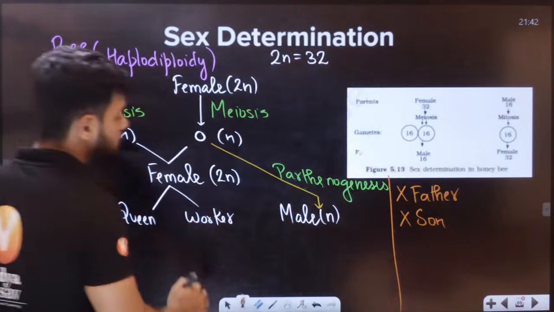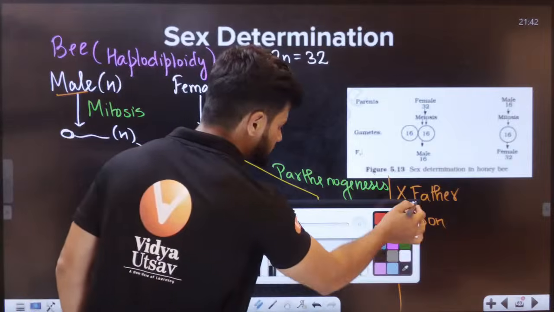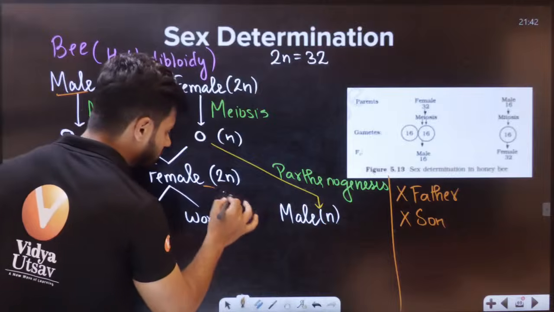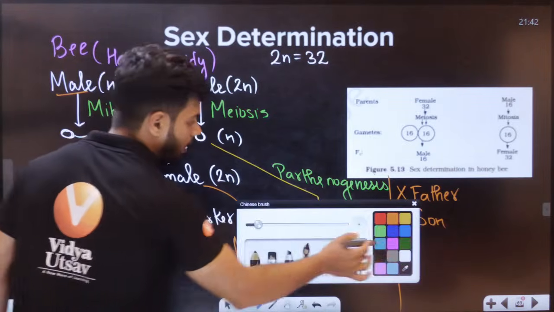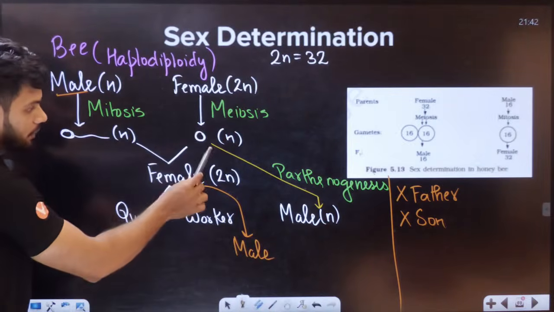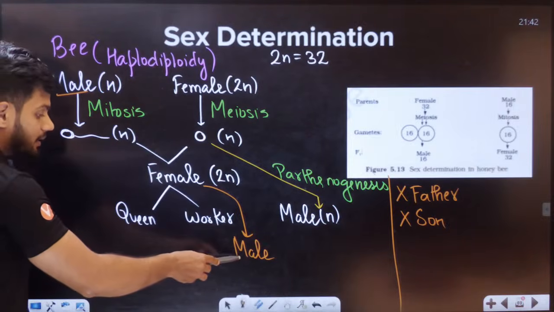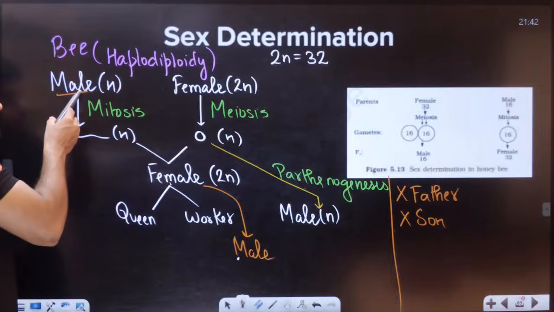There is no father, there is no son. But students, eventually this female will give rise to a male by parthenogenesis. I want all of you to understand: just as we gave birth to this male, this female can give birth to a male. This male does not have a father, but this female is developing from a male here.